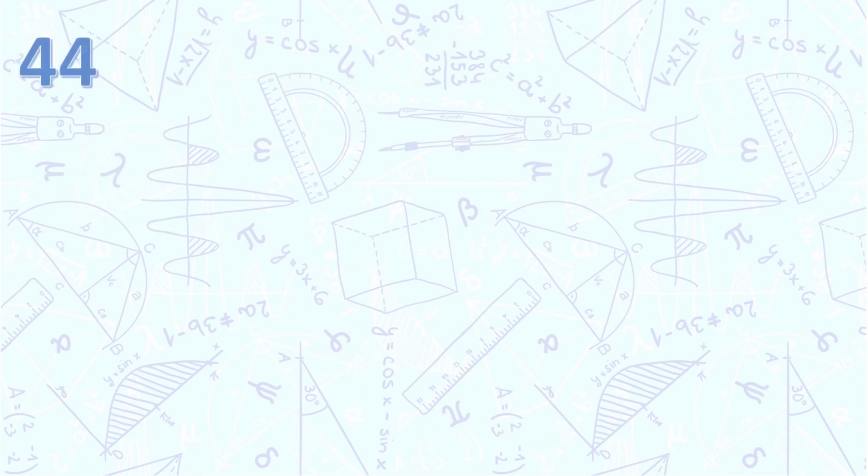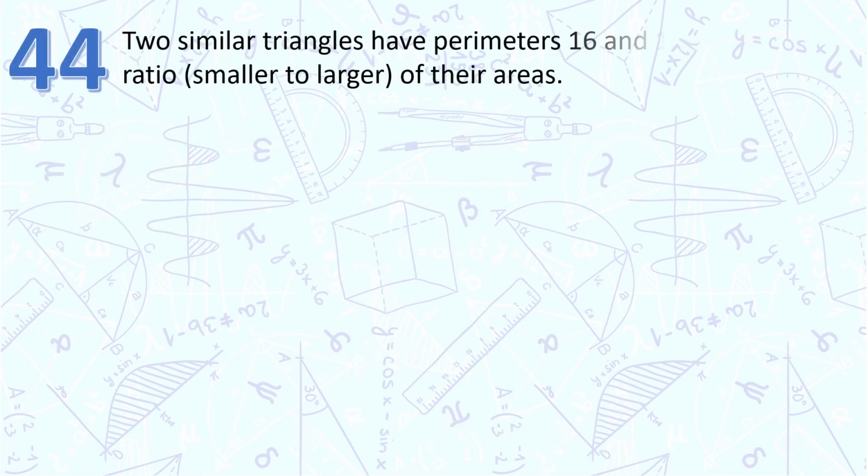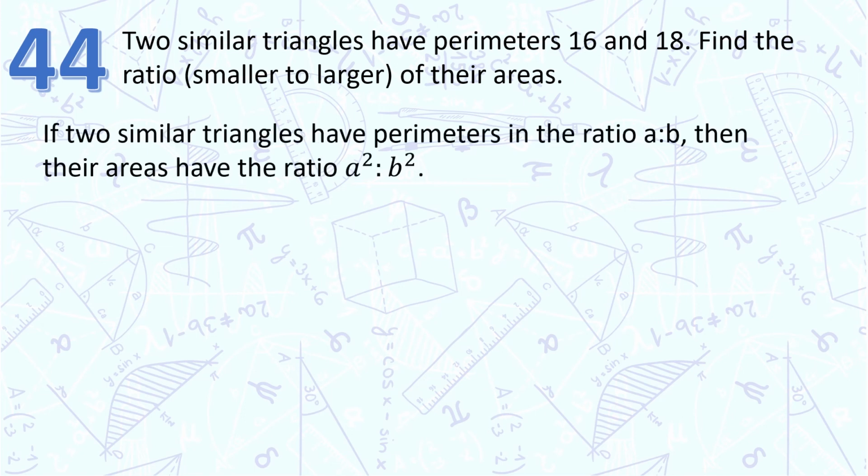Next, number 44. Two similar triangles have perimeters 16 and 18. Find the ratio of their areas. If two similar triangles have perimeters in the ratio A to B, then their areas have the ratio A squared to B squared. Therefore, the ratio of the sides of the similar triangles is 16 to 18, simplified as 8 to 9. Then the ratio of the areas will be 64 to 81.